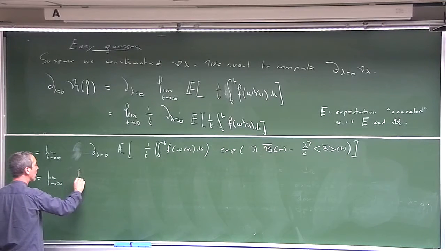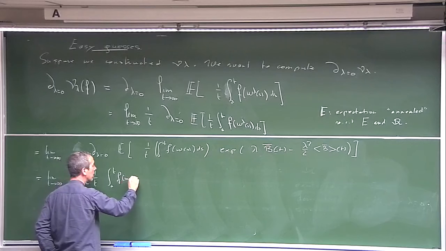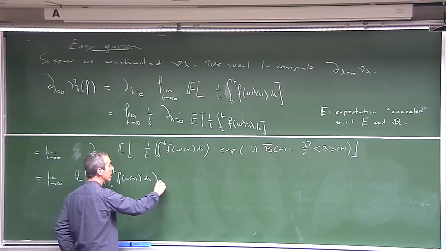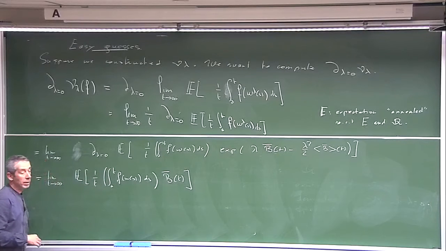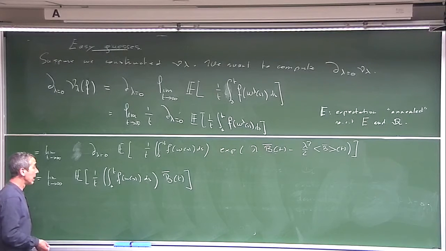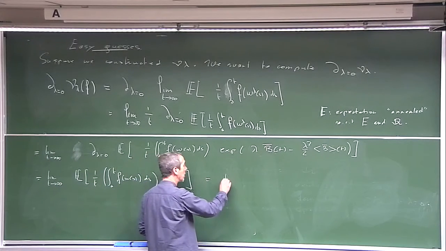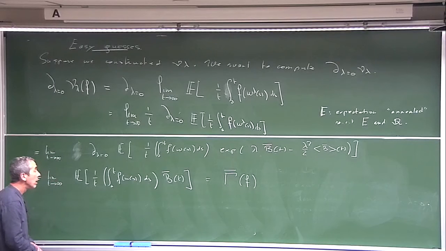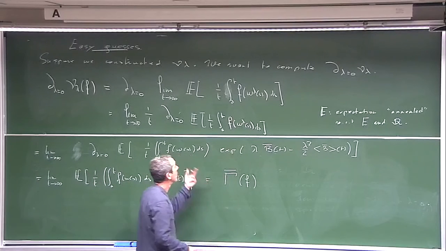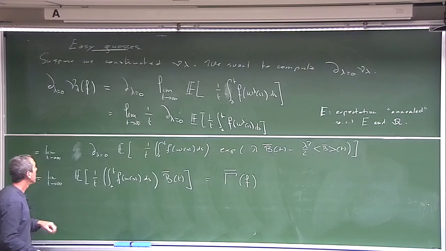Okay. So now it's clear what the derivative is. This is the expectation of 1 over t, integral from 0 to t of f of omega s, ds, multiplied by the martingale b bar. And now we are very happy because this is something that we computed last time. This is a covariance, and last time we proved that indeed that limit exists. And we even gave a name to that limit. It was this correlation operator, gamma bar of f. So the computation is not fully justified, actually very far from it. That step is not justified at all. But then the rest is okay.